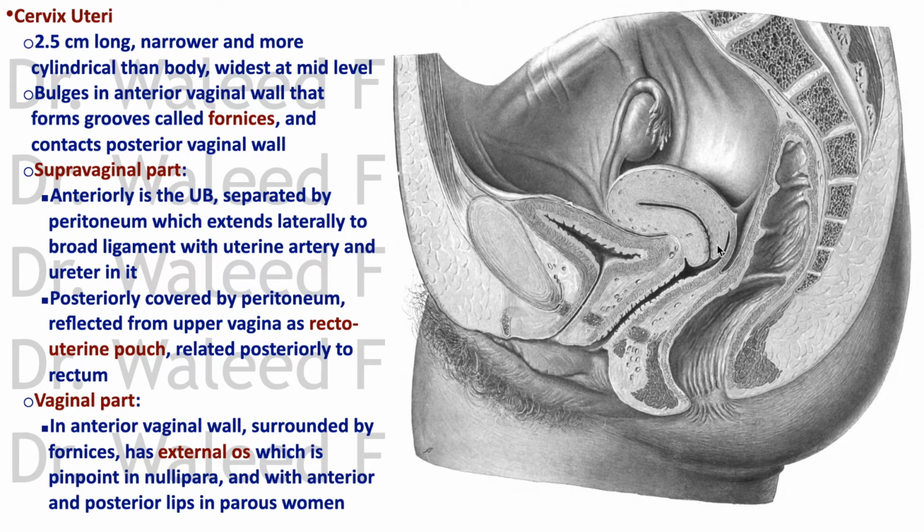superior fornix, inferior fornix, and lateral fornices. Okay. See, this here is the posterior fornix, and this is the anterior fornix. I mean, the groove that surrounds the cervix when inserted into the anterior vaginal wall. Now, because of that, the cervix is divided into a vaginal part, see this part, and a supravaginal part.